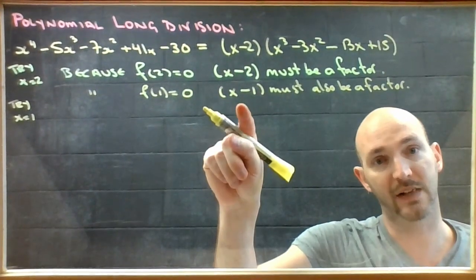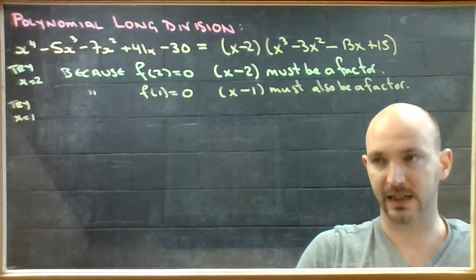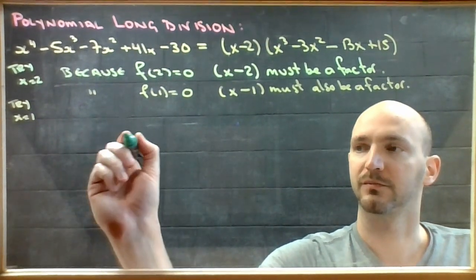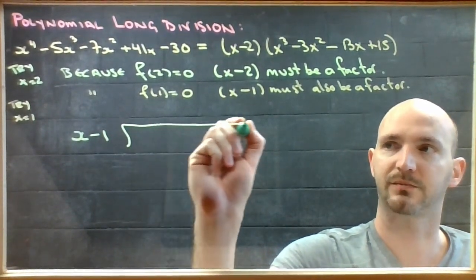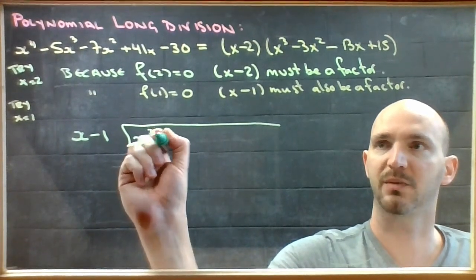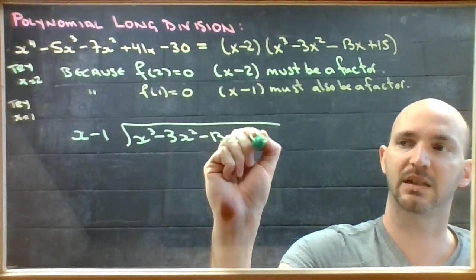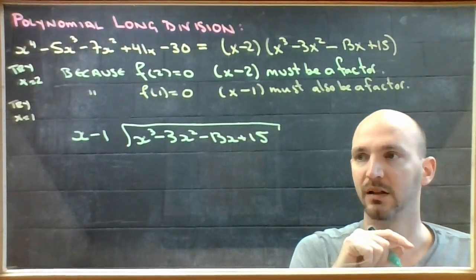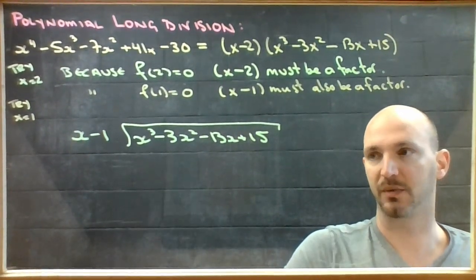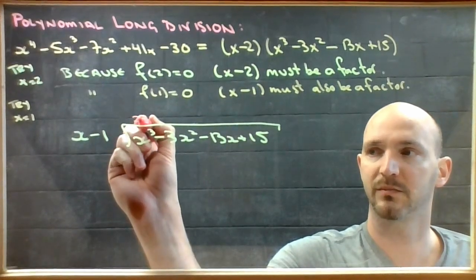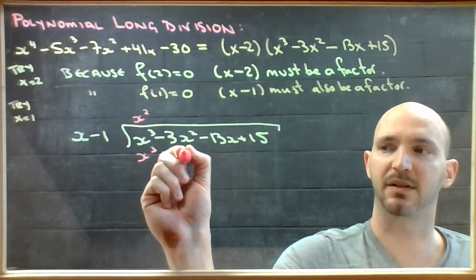So I'm going to factor this x minus 1 out of the cubic that remains. So if I set that up, divide x minus 1 out of the x cubed minus 3x squared minus 13x plus 15 that remains. So what times x gives me x cubed? Well, that has to be an x squared. X squared times x would be x cubed. X squared times minus 1 is minus x squared.